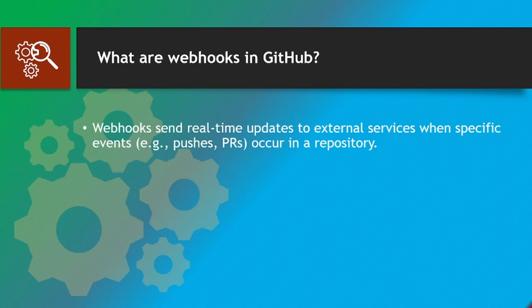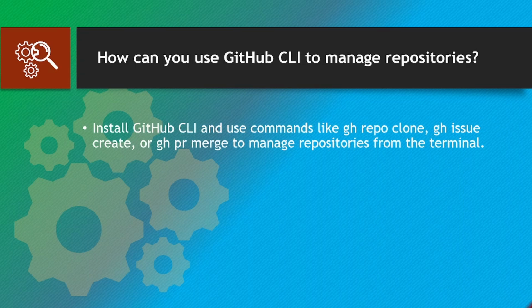What are webhooks in GitHub? Webhooks send real-time updates to external services when specific events, for example push or pull request, occur in a repository. So this is kind of a notification. How can you use GitHub CLI to manage repositories? Install GitHub CLI and use commands like gh repo clone, gh issue create, or gh pr merge to manage repositories from the terminal.